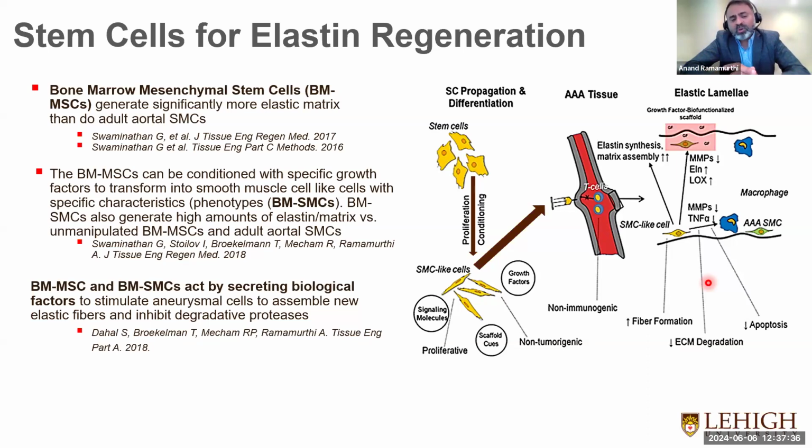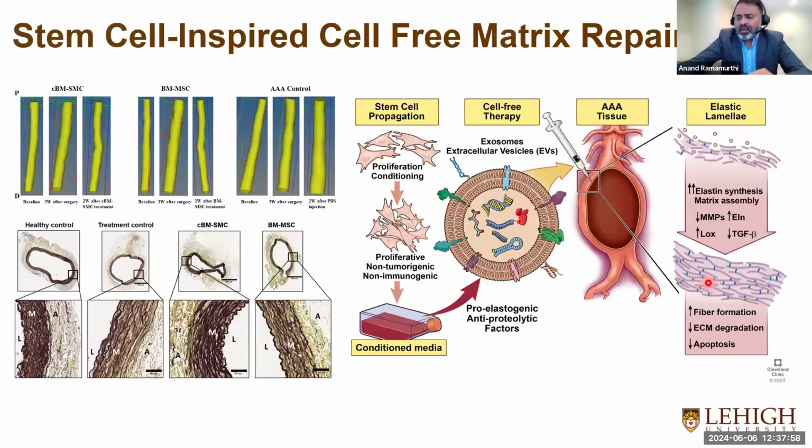And in separate projects, we have been looking at the benefits of stem cells derived from patients, from bone marrow, mesenchymal stem cells, which are adult stem cells, not embryonic. So we have shown that they actually produce a lot more elastin and are useful for elastin regeneration compared to diseased aortic cells. So what we have shown is that when you deliver these stem cells or variants thereof into the aneurysm, they actually prevent aneurysm growth.